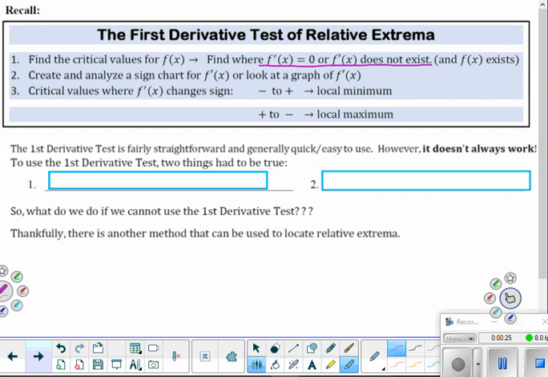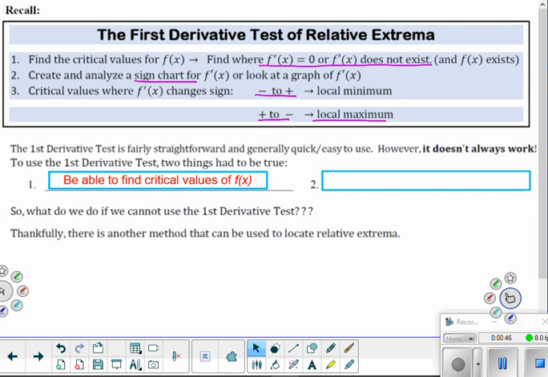And then we analyzed the sign chart, and we knew that if we had changes from the first derivative negative to positive, we got a local min. If we had changes from a positive first derivative to a negative first derivative, we had a local max. The first derivative test was very straightforward and quick, easy to use. However, it doesn't always work.